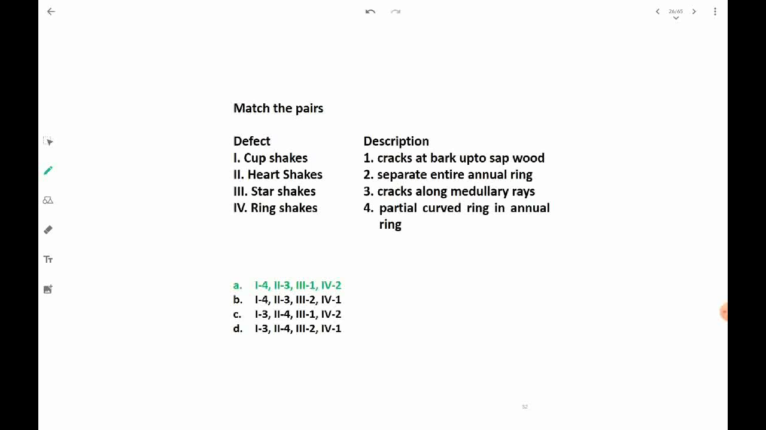Then, star shakes are described as cracks at the bark up to the sapwood, and ring shakes are described as separation of an entire annual ring. The total annual ring gets totally separated out in case of ring shake.